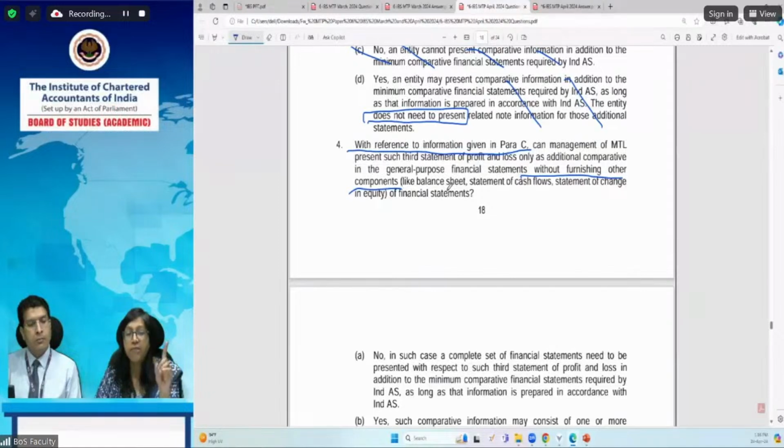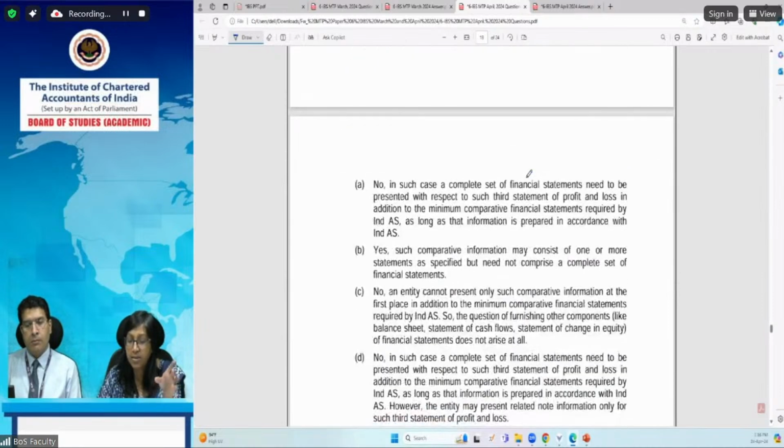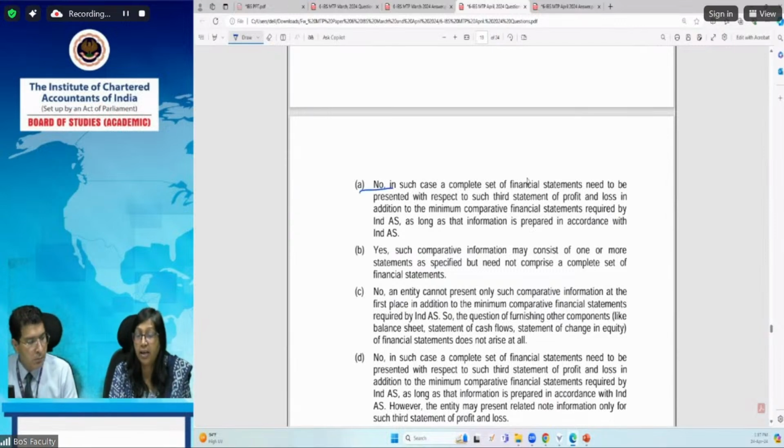Okay, your question is with reference to information given in para C, can management of MTL present such third statement of profit and loss only as additional comparative in the general purpose financial statements without furnishing other components? So the answer is yes. The option is very obvious because options A, C, and D talk about no. But our answer is yes, we can do this as we have read para 38C of Ind AS 1. So your option is very clear that it is yes. Still, for your understanding, we'll go through options A, C, and D also to understand why they are incorrect.